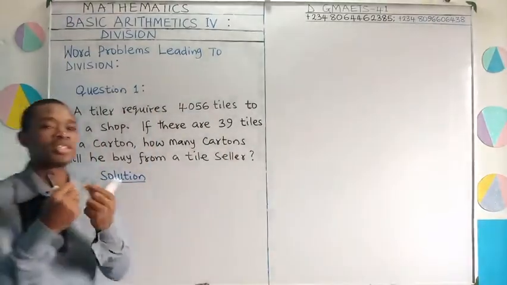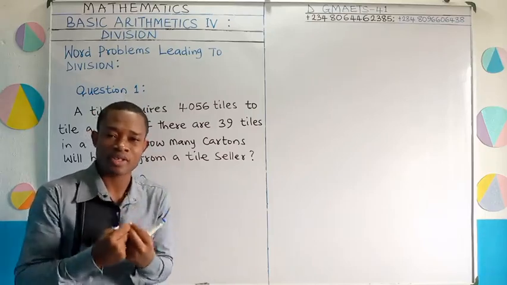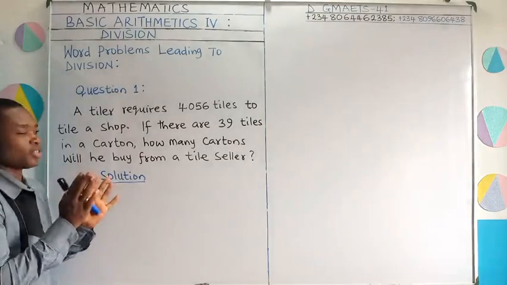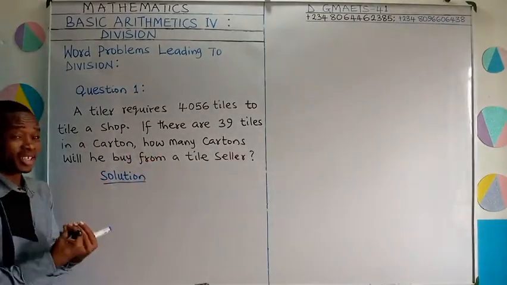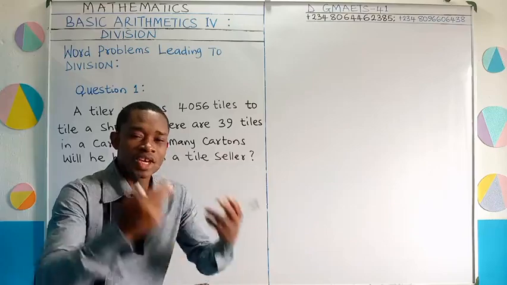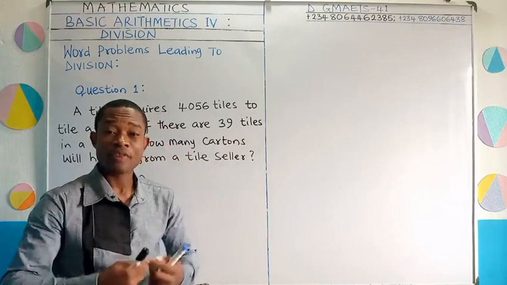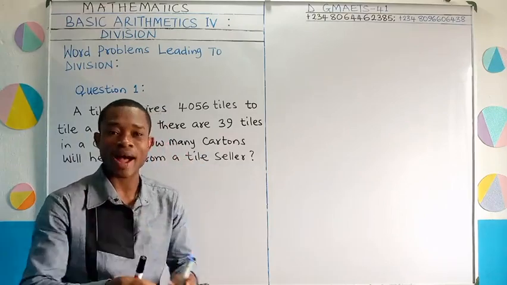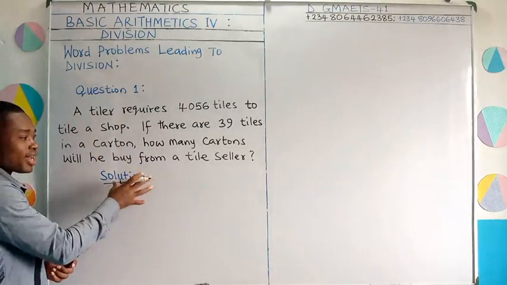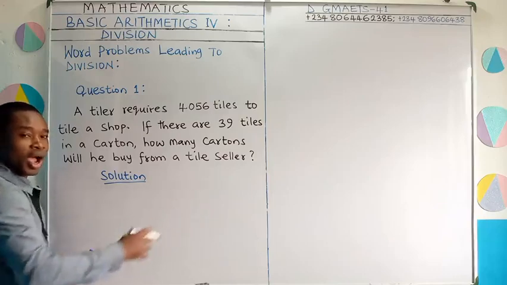From the question, we need to determine the two information, the two parameters, the two data of interest to us. And how will I get to know this? Quickly I'll go to the part where they asked me, how many cartons will he buy from a tie seller? How many cartons? So I know that I am looking for the number of cartons that the tiler will buy. And of course, I will write, let the number of cartons that the tiler will buy from the tie seller be equal to, I want to use X for that.